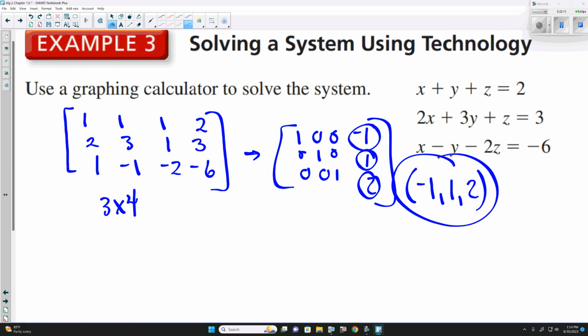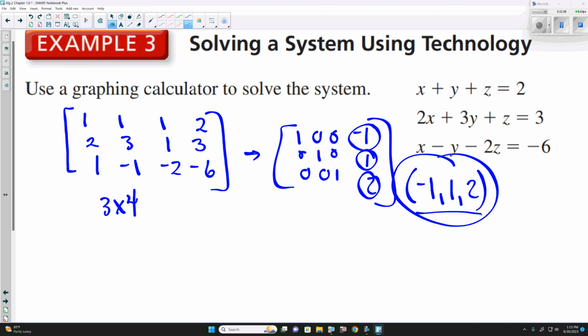To actually find the solution. So what we did Monday and Tuesday, what we've done all week solving those 3 variables, we just did right there.